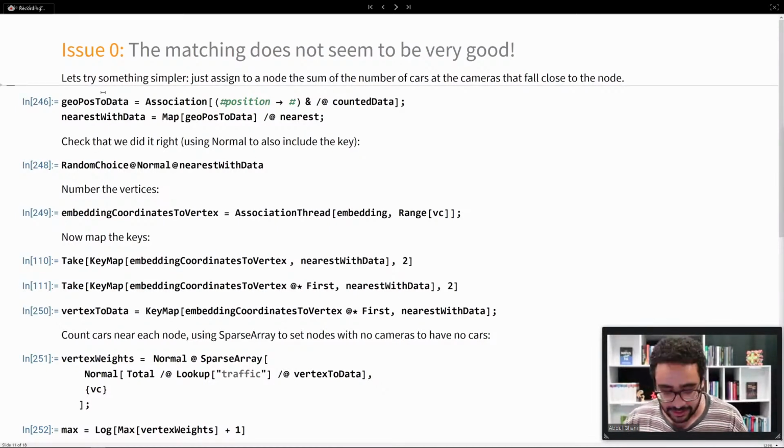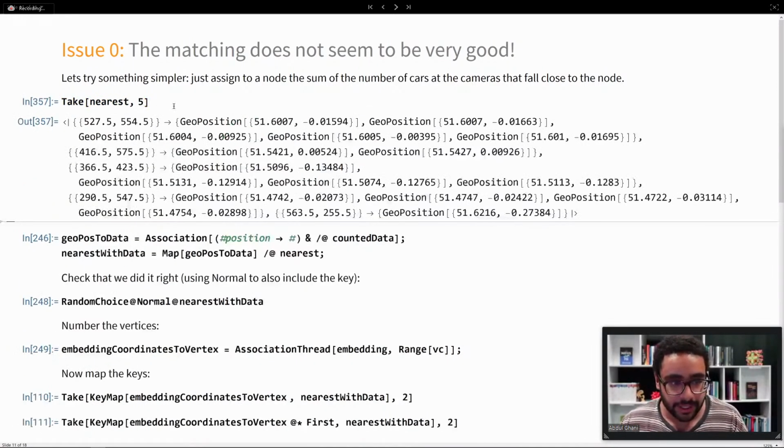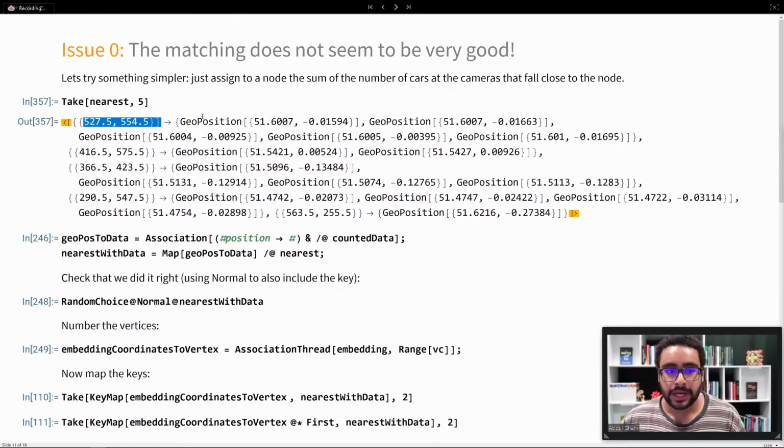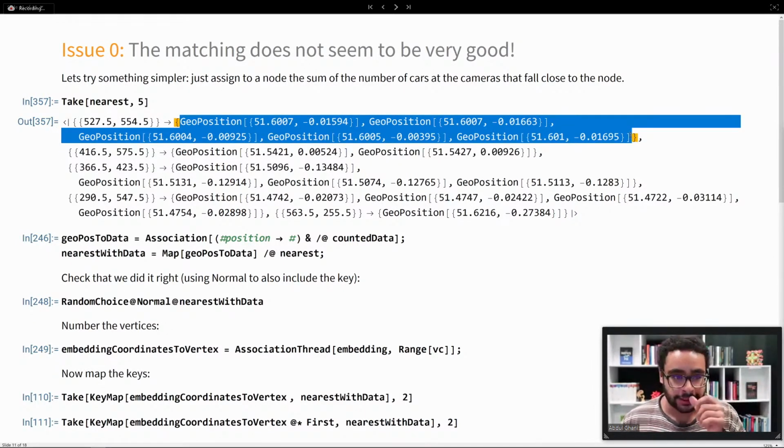If we look at nearest, again, this thing from before, if these 5 cameras are clustered around this node, then we might as well just sum up the traffic at these cameras. We don't need a one-to-one matching, and we won't have one because sometimes cameras are on roads. So we will instead sum up the traffic at these, and then assign that sum to this node. Those cars, if they're nearest to that node, we'll just collapse into that node.